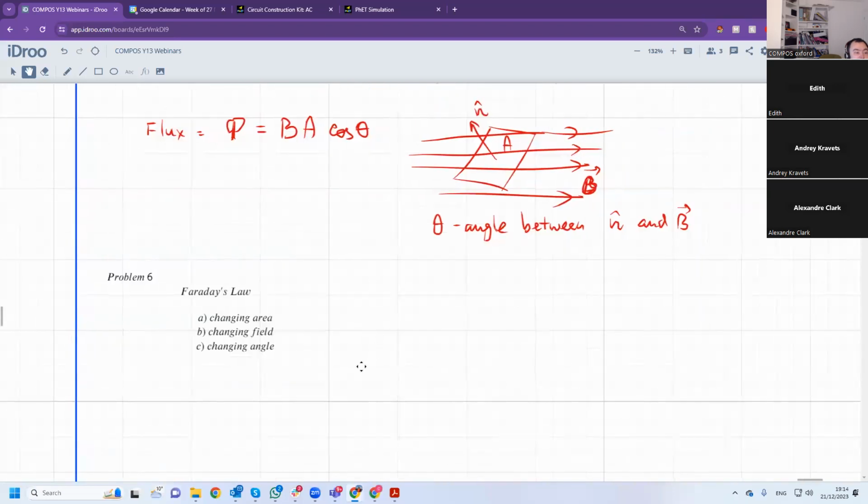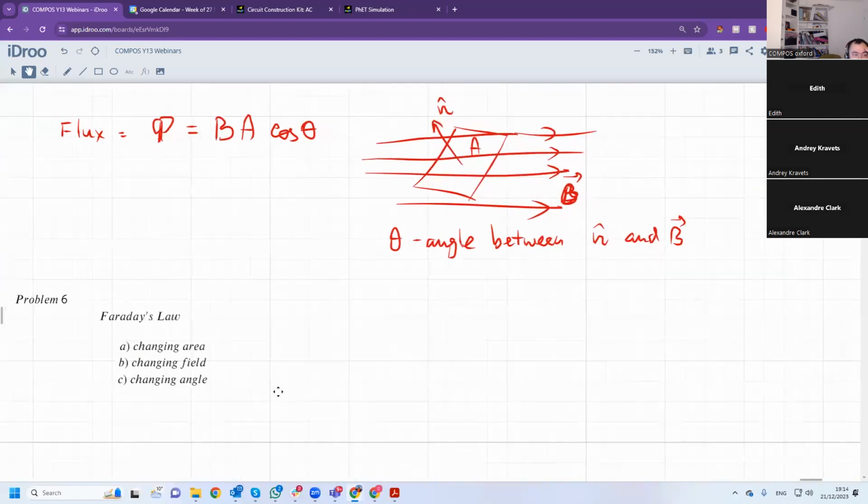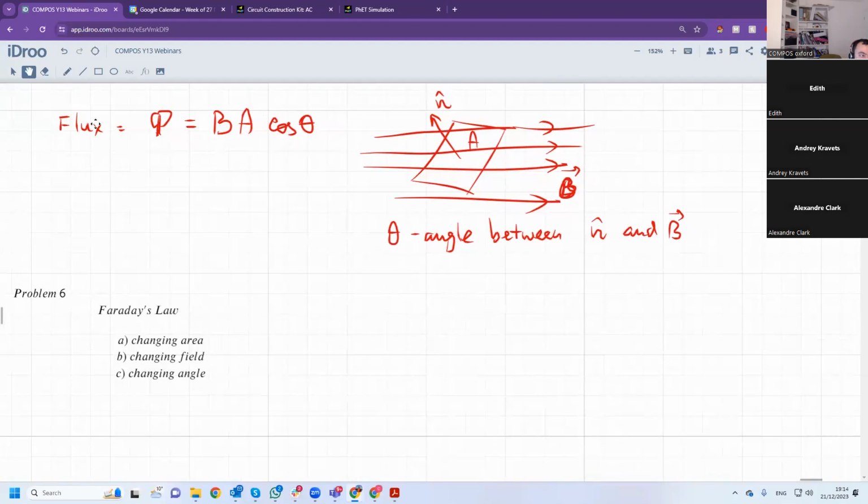So we have the flux. And Faraday's law says that the EMF is equal to the negative change of flux through time.